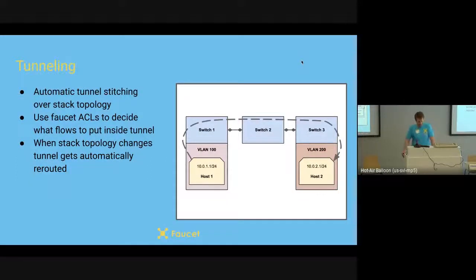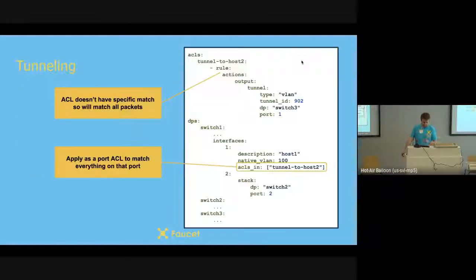Okay, so now let's talk a little bit about tunneling. So as I said before, we can automatically stitch a tunnel over a stack topology. And the mechanism we've picked to do that is ACLs. And so you basically have an ACL that matches some subset of traffic, and you say, I want this to go somewhere else, and Faucet works that out for you. Okay, so how do we build that? So here's a bit of an example.